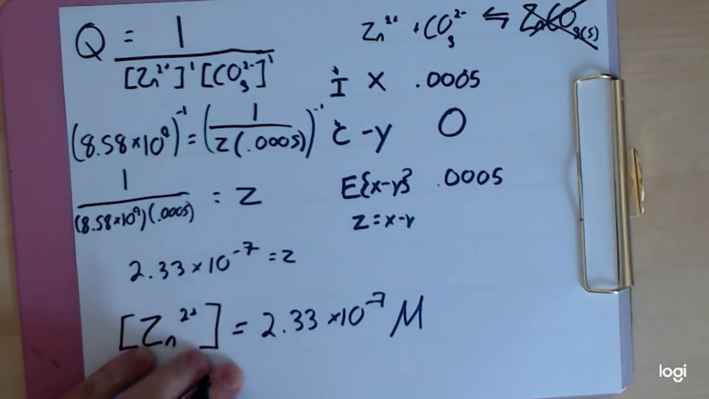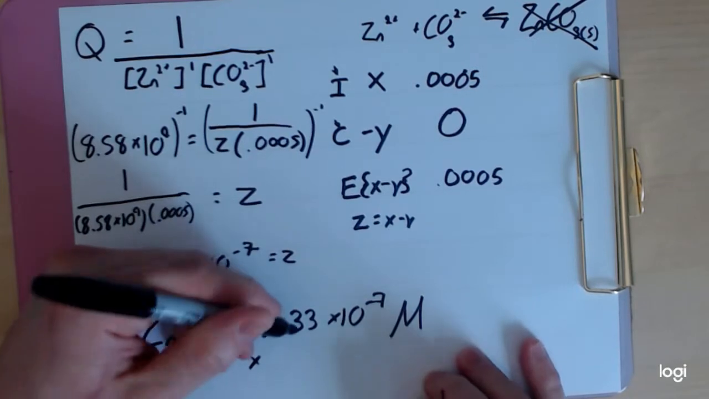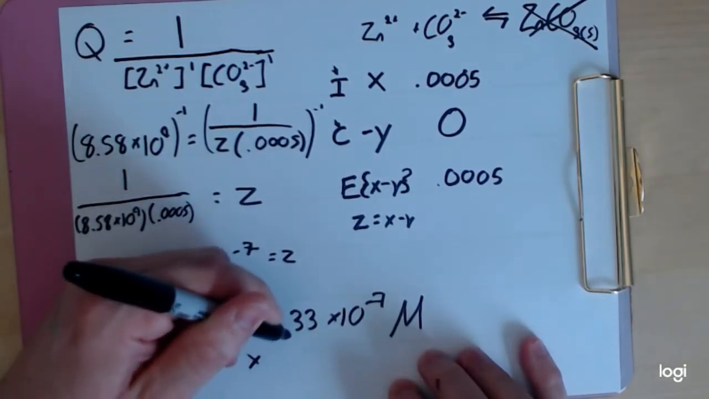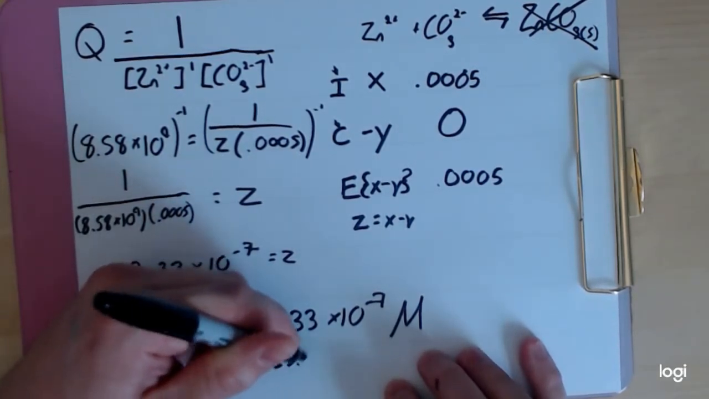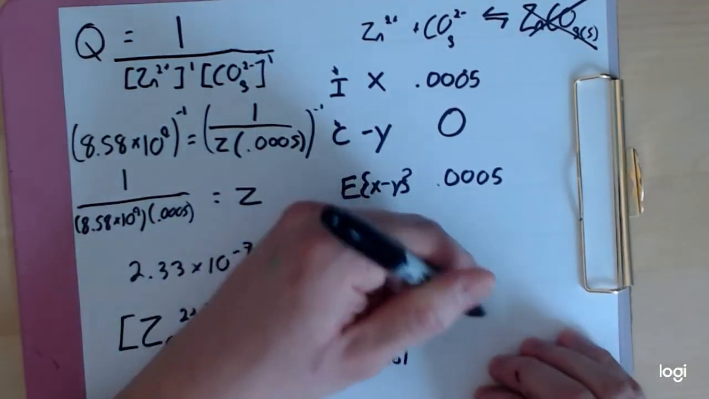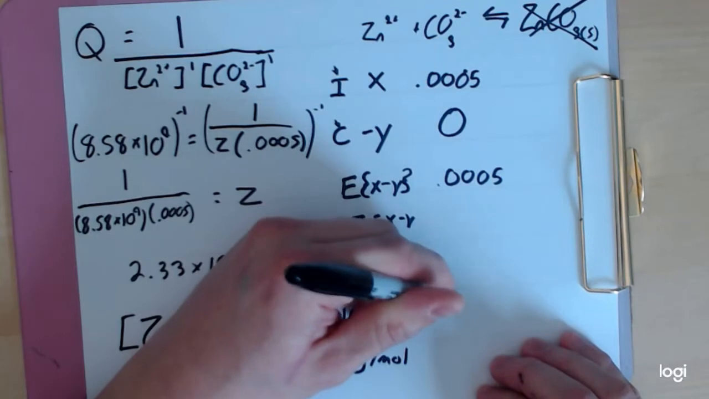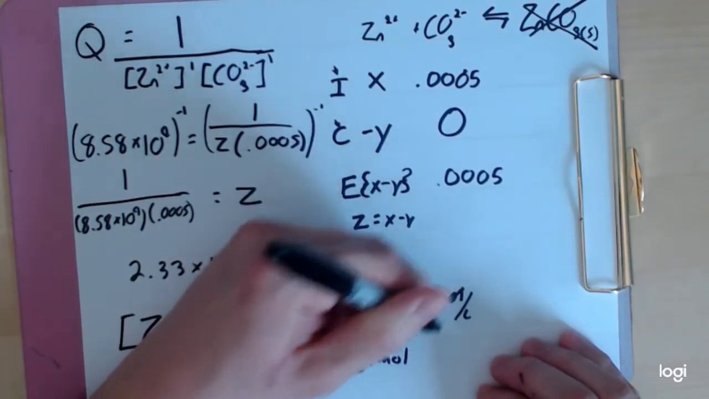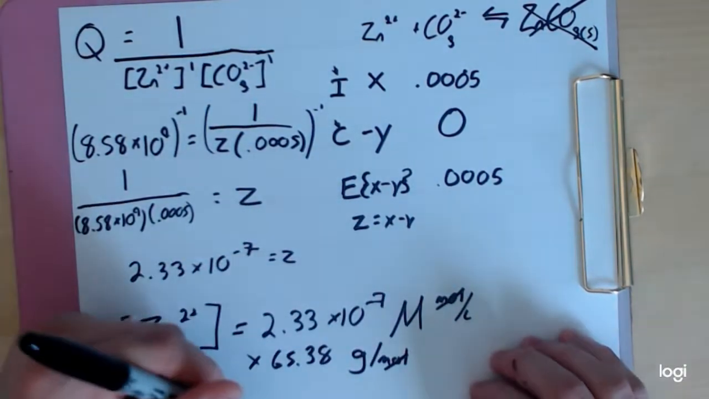Now, what we wanted to determine was whether this amount is greater or less than 5 milligrams per liter, which is the drinking water standard. So to do this, we just need to multiply through by the molar mass of zinc, which is 65.38 grams per mole. This is moles per liter, so the moles cancel, and you're left with grams per liter.